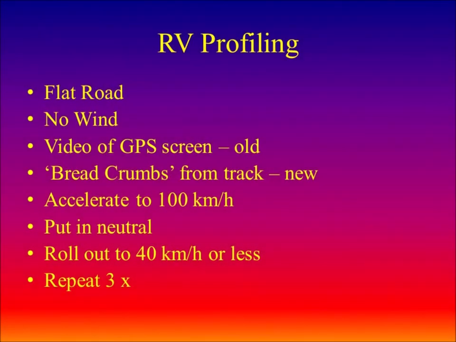So for my RV drag measuring experiment, I did these at two different times in history. I chose a flat road on a morning day with no wind. For the older version, I made a video of the GPS screen I had at that time. Today I used my actual GPS that just left breadcrumbs, if you will, and I could download the performance of the vehicle. Now, I don't know how much these things lagged and so on. So I'd accelerate to 100 kilometers an hour, steady it, put the vehicle in neutral and let it roll out to less than 40 kilometers an hour, and do this three times and see if we could provide some kind of an average.